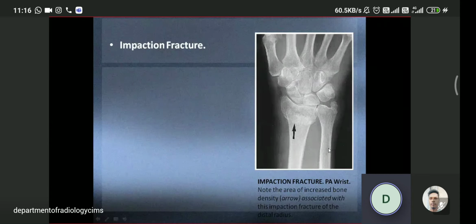Then this is the impaction fracture. Impaction. This is Colles' fracture. Colles' fracture. Do you know about Colles' fracture? No. Okay, we will read it one by one. So Colles' fracture, it is a name.